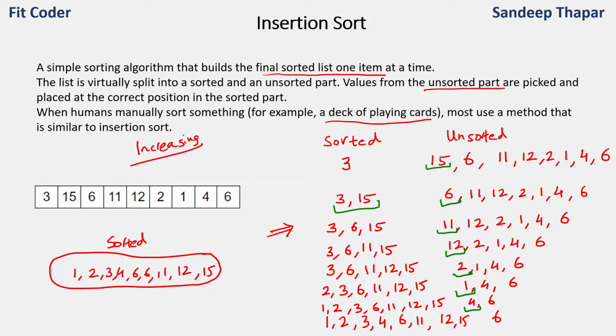The name is derived from the fact that in each step we are inserting the element in its correct position. Since we are inserting the value at the proper position, that is why this algorithm's name is insertion sort. Now that we've understood how this algorithm works, let's have a look at the pseudocode.